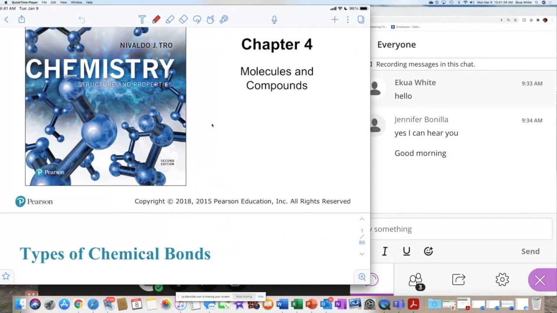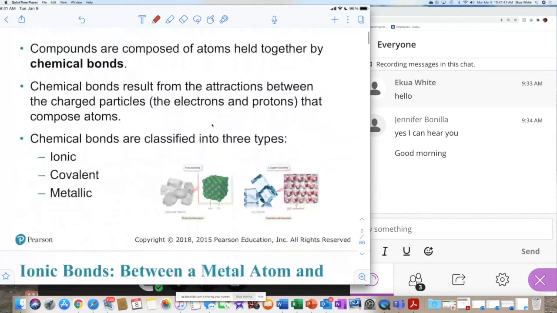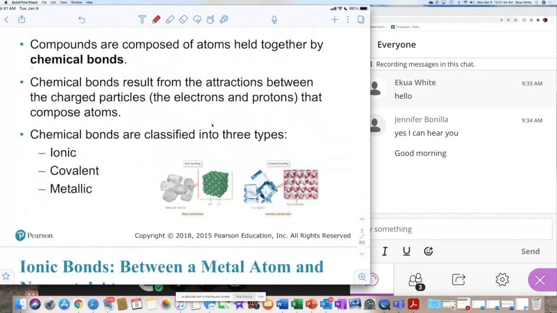Okay, molecules and compounds. When we're looking at this here, we're talking about how molecules are held together, and they're held together by chemical bonds. So we're talking about atoms combined with chemical bonds to form compounds, right? So I'm going to be looking at ionic, covalent, and metallic bonds and why we see these kinds of bonds, right? And these bonds are not black and white. They kind of merge into each other.